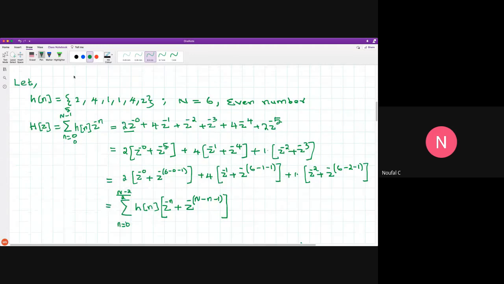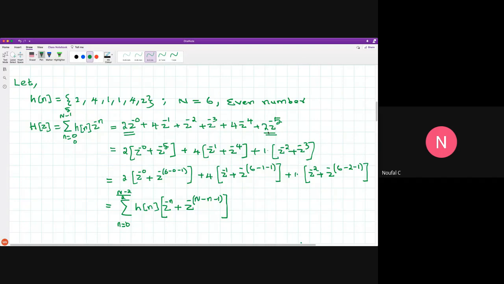Now, as the coefficients are equal in either half, you can group the same coefficient terms together. That means that you have 2 z raised to minus 0 and 2 z raised to minus 5.